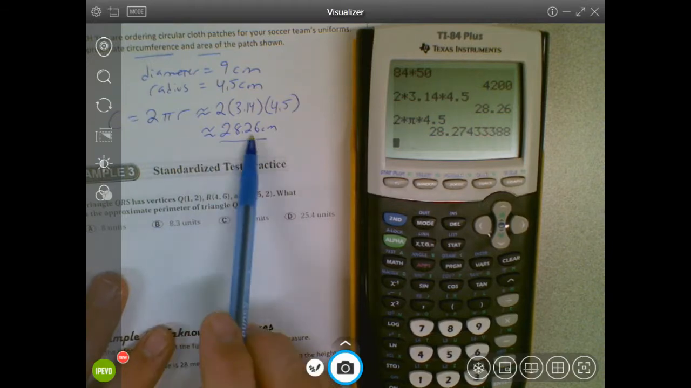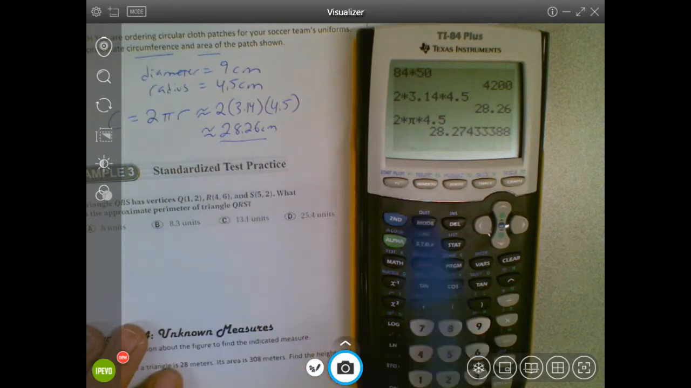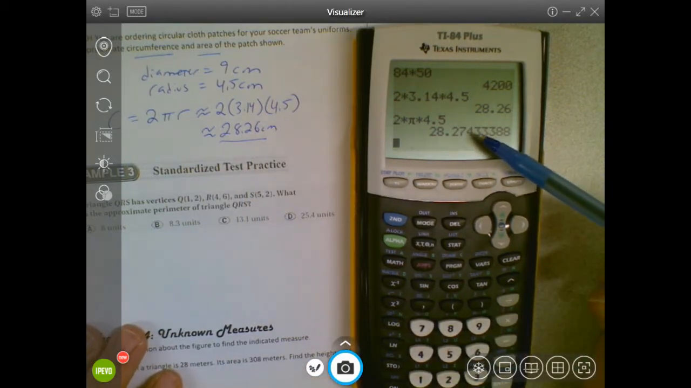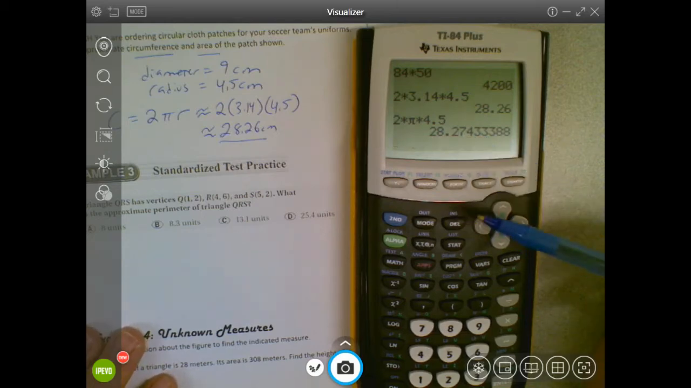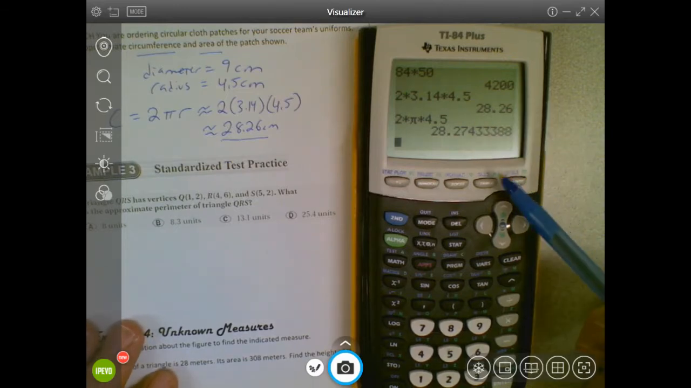In fact, a lot of times they actually even have you round to the nearest tenth. So 28.3 would be fine. And this would have been 28.3. So this is not wrong. In fact, this is more accurate. But sometimes they're okay with just using 3.14. So make sure you read the directions if it asks specifically. Otherwise, just take your pick, and as long as the work is there, you'll be okay.